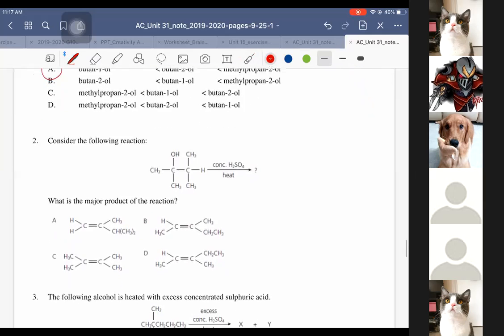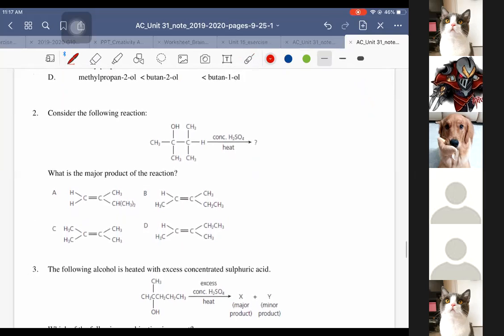Okay, and then we consider the following reaction here. We're using concentrated sulfuric acid as a catalyst, and we also heat the solution. And now we need to consider where the double bond is going to be formed. Is it this carbon and the one on the left hand side, or this carbon with the one on the right hand side? Again, we're going to compare which carbon is more substituted here, the red one or the blue one.